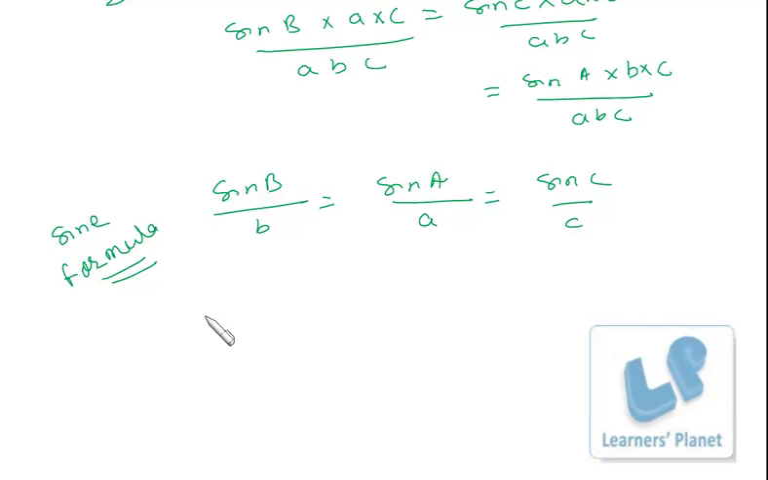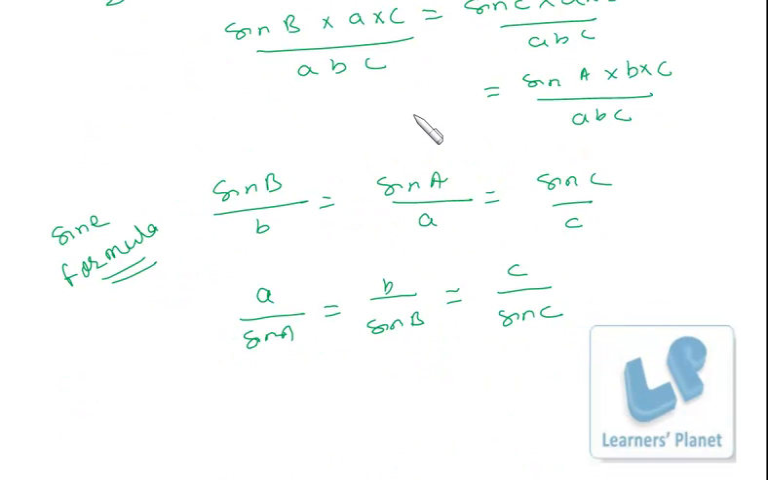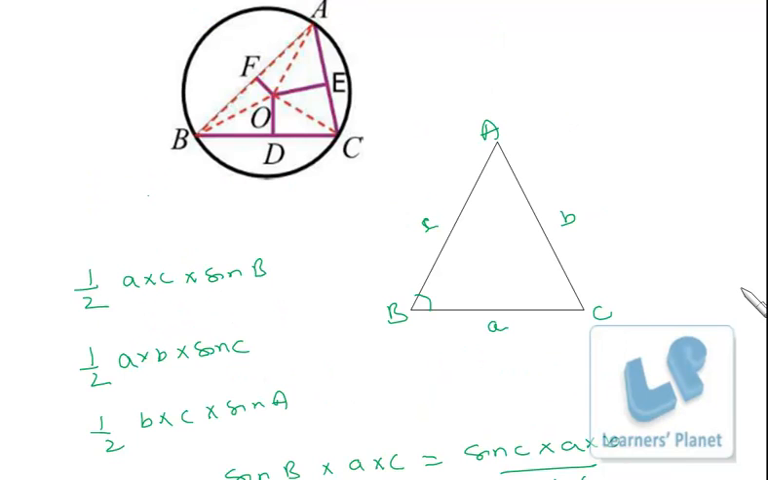Or we can say A upon sine A is equal to B upon sine B is equal to C upon sine C. So that's an important relationship. And the important thing, it is actually 2R. A upon sine A is equal to B upon sine B is equal to C upon sine C is equal to 2R, where R is the circumradius. That is the radius of the circumscribing circle of the triangle.